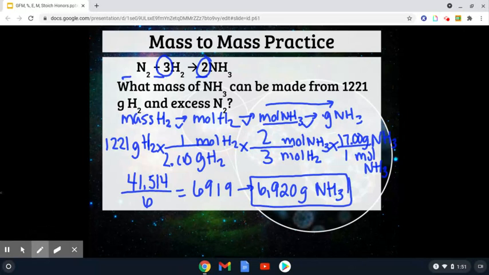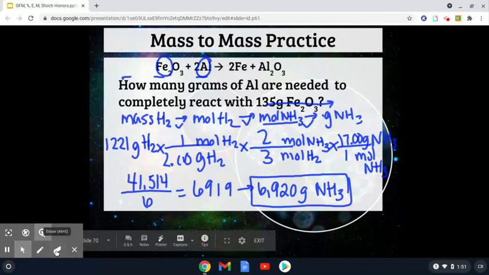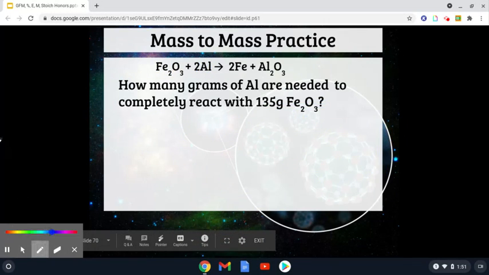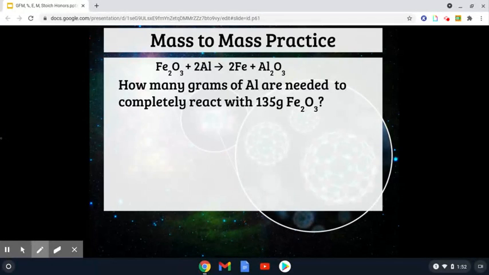Okay. Let's take a look at another problem. Again, always check to see if the equation is balanced, and in this case it is. How many grams of aluminum are needed to completely react with 135 grams of iron 3 oxide? So you're always going to write down what's given to you. 135 grams of iron 3 oxide.